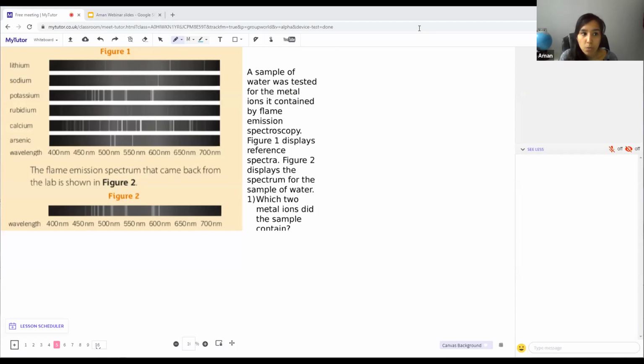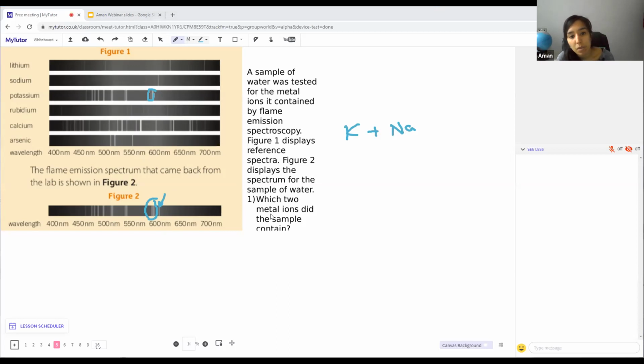Okay, so potassium is one of them. Good. If we have a look at potassium, we can see that it pretty much matches up. Potassium has this here, which our sample has. But there's this line here that is not in potassium. Which one has that line that could potentially explain what the second ion is? Great, sodium. Well done. So the answer to this exam question would be potassium and sodium. Well done to everyone that gave me that answer.